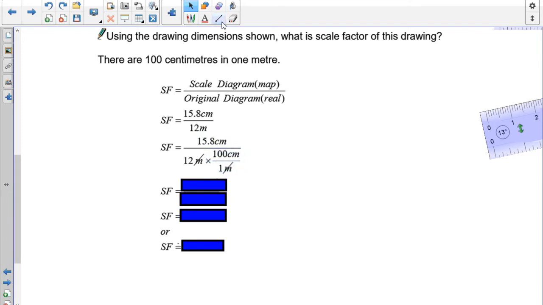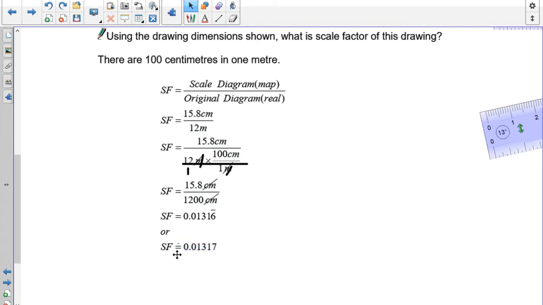Now, you remember what I showed you before, where we put fractions on fractions, and you had a 1 here, and then top times top and bottom times bottom. The meters up here will cancel with the meters down here. So what I'm left with is 12 times 100, or 1,200 centimeters, because the centimeters are the only thing left. So I've now got 15.8 centimeters on the top and 1,200 centimeters on the bottom. These now will cancel. 15.8 divided by 1,200 gives us 0.01316666 repeating, and I'm going to round this off and keep 4 digits.